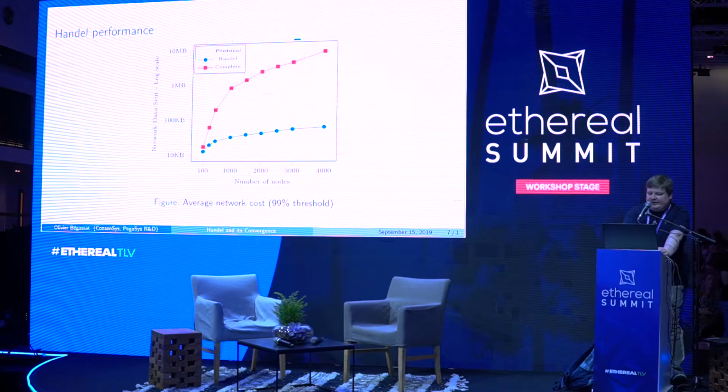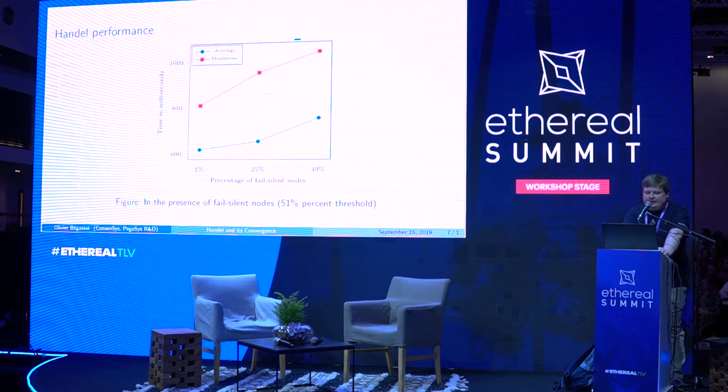In this slide, you can also see that the progression of network consumption is very tame compared to the complete graph, which is O of n squared. And finally, what happens in the case of many fail silent nodes, so nodes in the network that just don't participate. If you want to, for instance, aggregate 51% of all the available signatures of the total number of potential nodes, Handel still works extremely well in spite of the handicap that nearly half of the network is down.